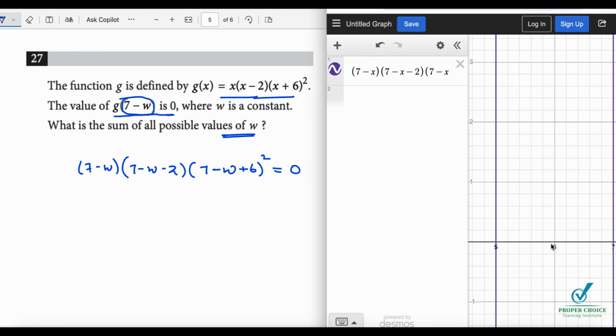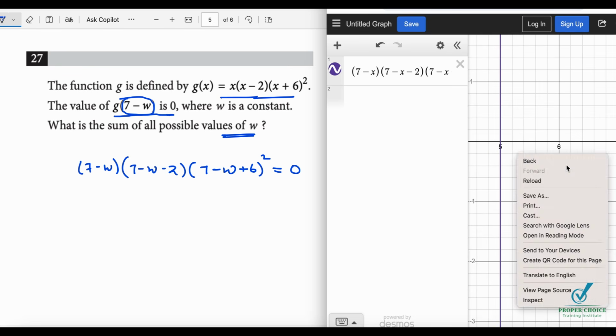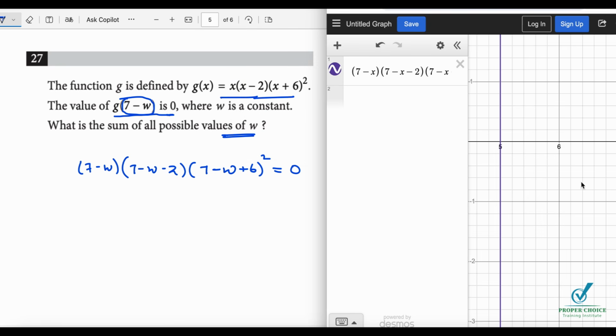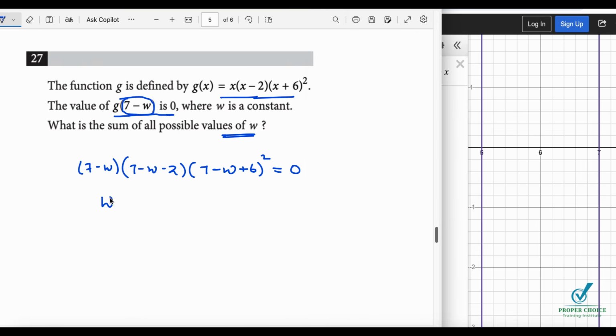So one value you can get is 5 and one value you can get is 7. You can see it from here, okay? So one value is 5, one value is 7. So you can take those and you can add them. From this I can say one value of w is going to be 5 and another value of w is going to be 7. What is the sum of all possible values of w? Sum means basically add those values. So 5 plus 7, which is going to be 12. So 12 is the right answer to this question.